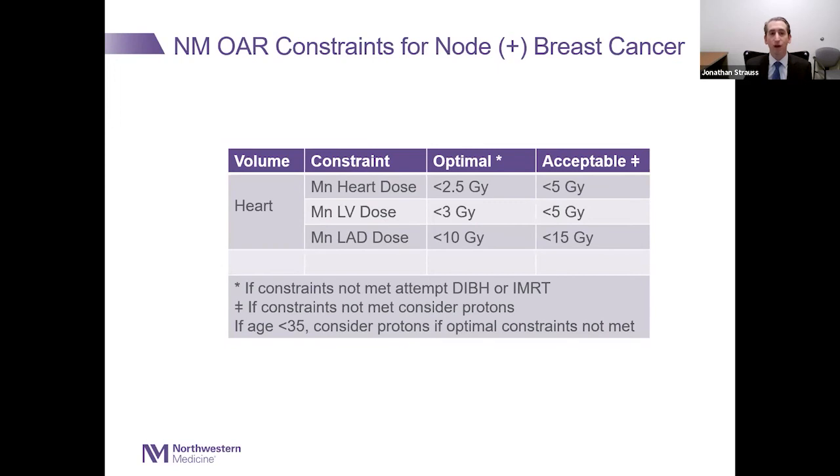If we look at the Northwestern Medicine approaches that we're using across our system, we have a consensus for very tight constraints, not only for heart dose, but also for dose to the left ventricle and the left anterior descending artery, having presented some data that those may be the two cardiac substructures that are most intimately associated with risk from radiation dose. And our current guidelines are that if we can't meet tight constraints to these structures using deep breath hold, 3D conformal radiotherapy, even IMRT, then we should consider the use of protons off study.